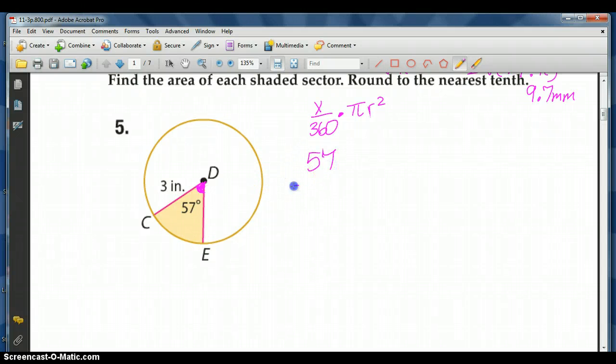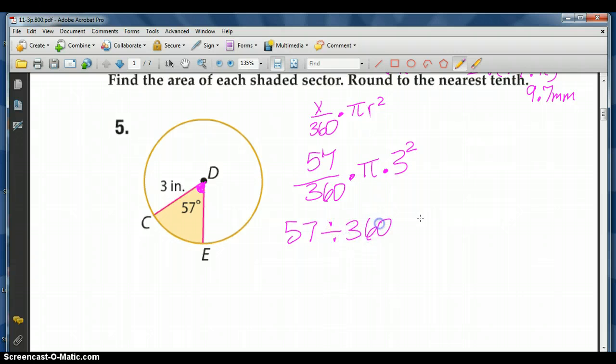So 57 over 360 times pi, our radius is 3, so times 3 squared, and that's what you type in on your calculator. 57 divided by 360 times pi times 3 squared, or 3 squared is just 9, and then round that to the nearest tenth, and you get 4.5 square inches.